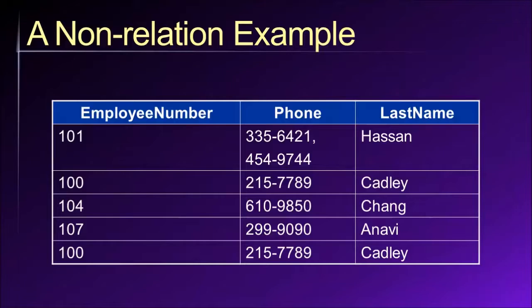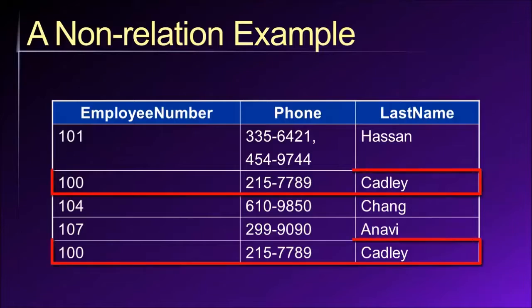The first problem is if we look at the values stored in the phone column for employee number 100. Here we have more than one value stored in this cell. In a relation, we are not allowed to store more than one value for an attribute within a given cell. Another problem with this table that disqualifies it from being a relation is that 2 of the rows are identical.